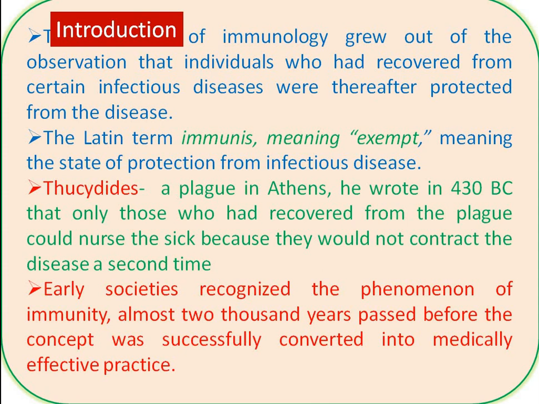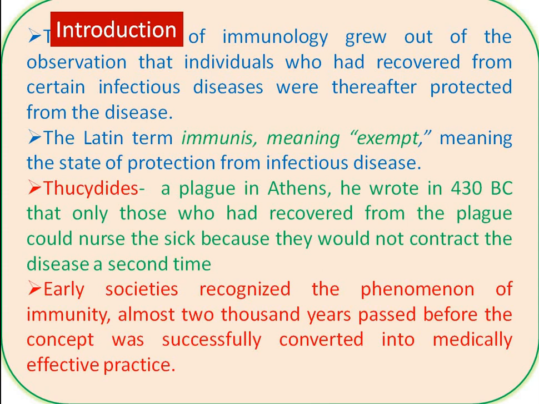So the phenomenon of immunity, immunis, was described by Thucydides during a plague in Athens in 430 BC: only those who had recovered from the plague could nurse the sick, because they would not contract the disease a second time. So this historically important phenomenon was also described by Thucydides.